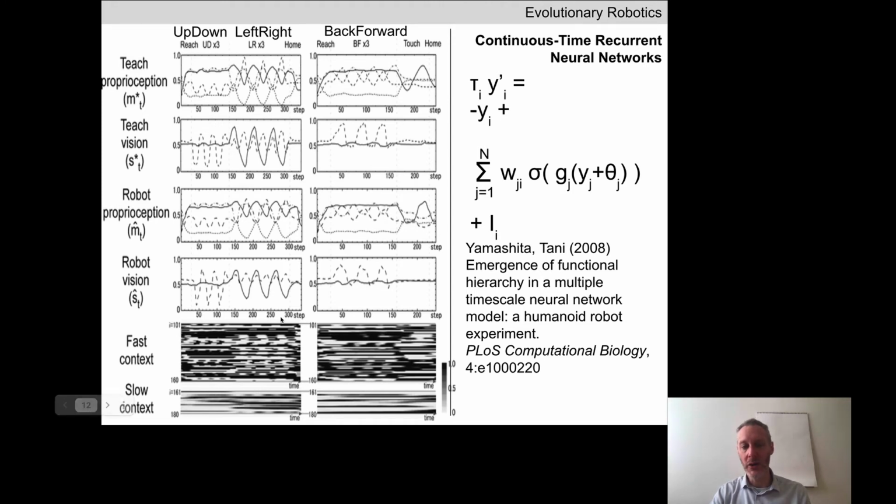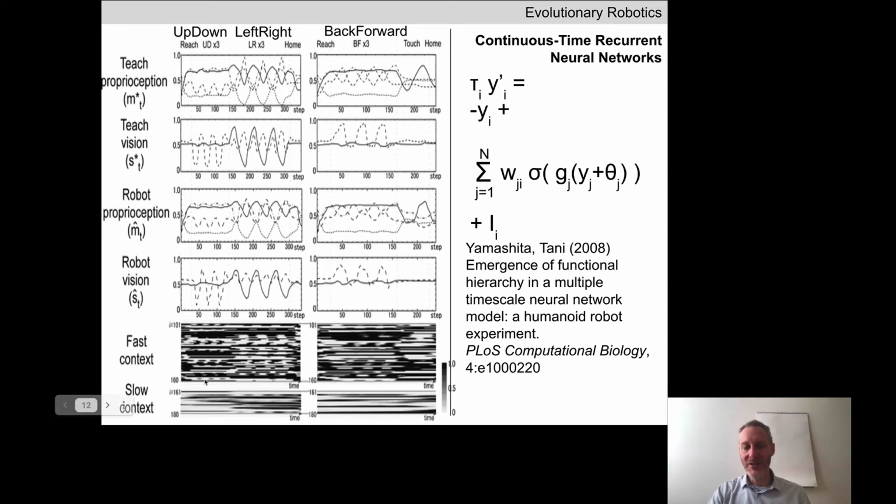So each row here corresponds to 1 neuron. And the brightness, the black and white, represents positive and negative values for those neurons. You'll notice that the values of those fast neurons are also oscillating 3 times. And then when the robot is moving the block left and right, the fast neurons are again changing in values and oscillating 3 times again, but in a different pattern.